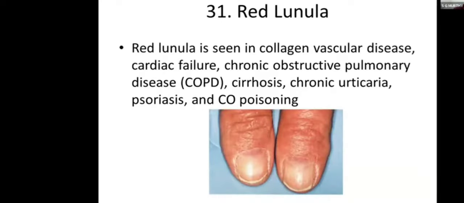Red lunula. Lunula was white, now this is red lunula. It's seen in cardiac failure, chronic obstructive pulmonary disease, cirrhosis, chronic urticaria, psoriasis, and carbon monoxide poisoning. Just remember carbon monoxide poisoning.